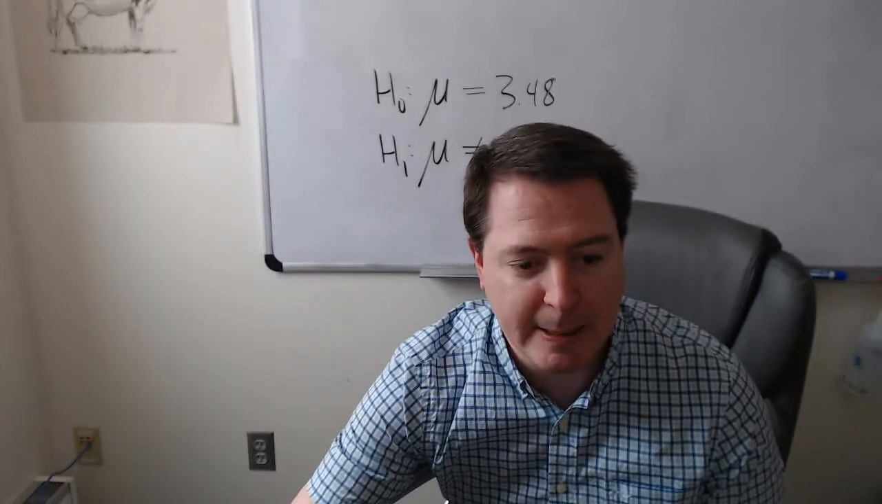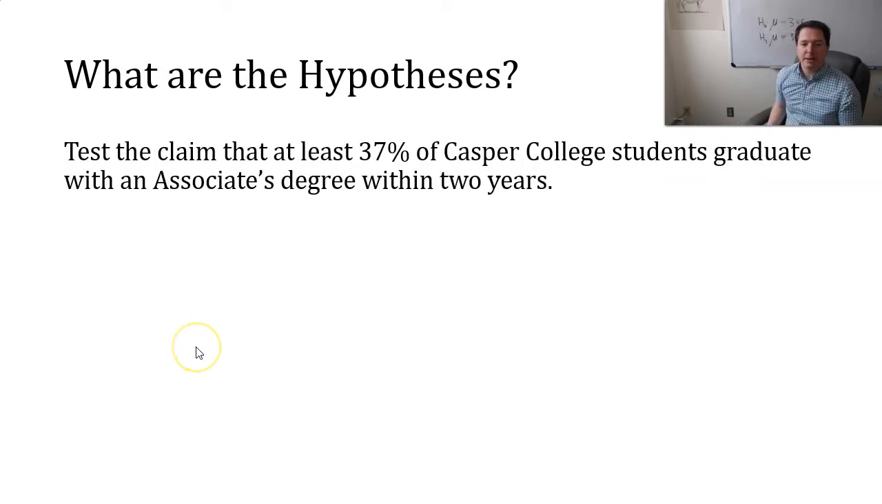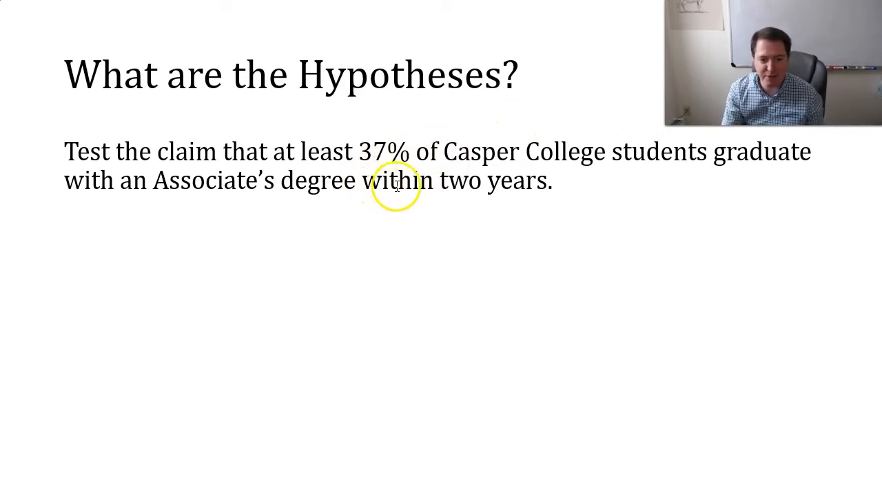Let's look at one more real quick. Test the claim that at least 37% of Casper College students graduate with an associate's degree within 2 years. All right. So, two things right off the bat. One, I see a percent symbol here. I don't see any reference to means or standard deviations.